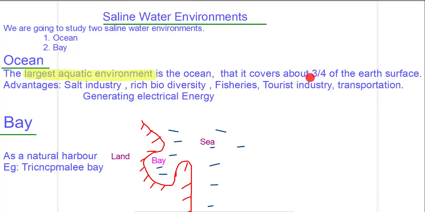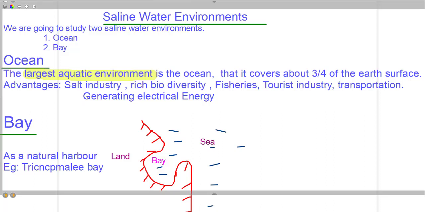The ocean is the largest aquatic environment. It covers about three-fourths of the Earth's surface. The advantages: salt industry, rich biodiversity with a large number of animals and algae-like plants such as seaweeds, fisheries, the tourist industry, and transport by ships. We can also generate electrical energy with sea waves, but Sri Lanka has not started such a project yet.